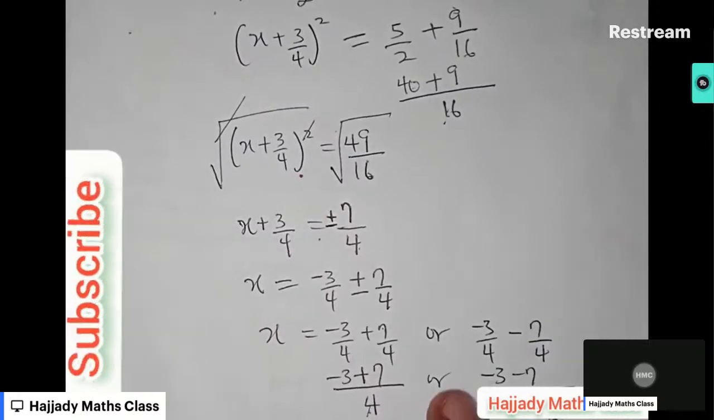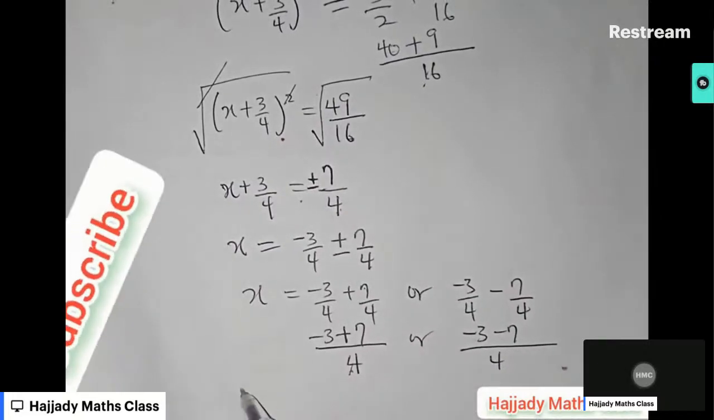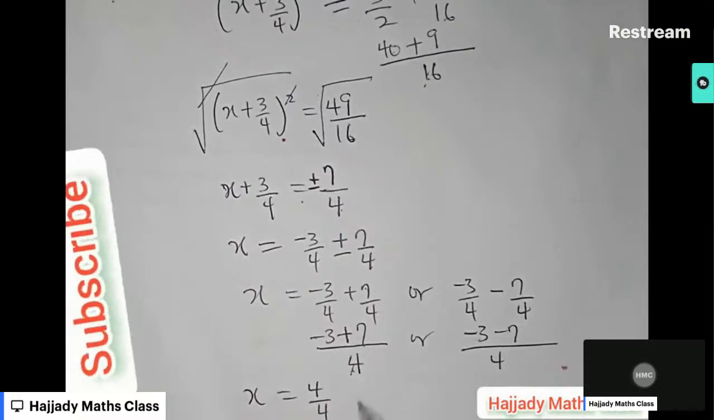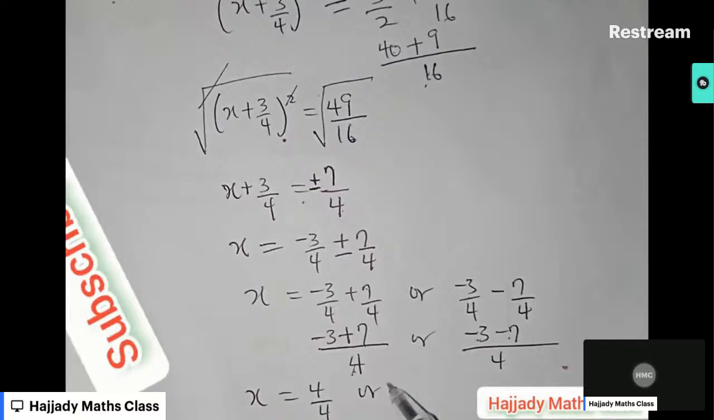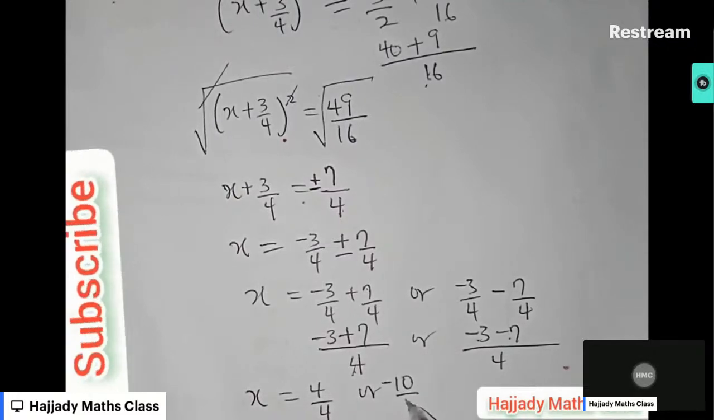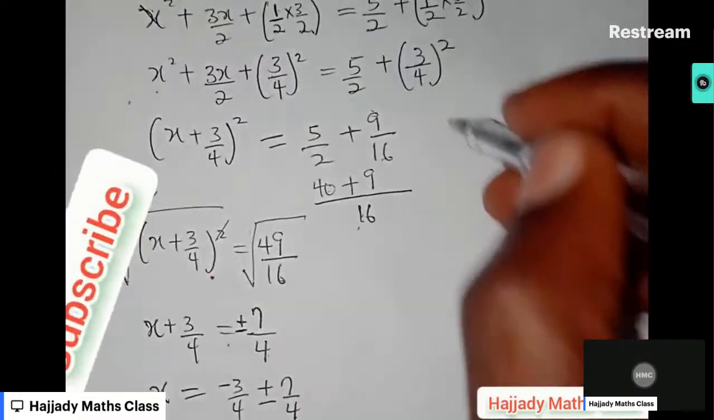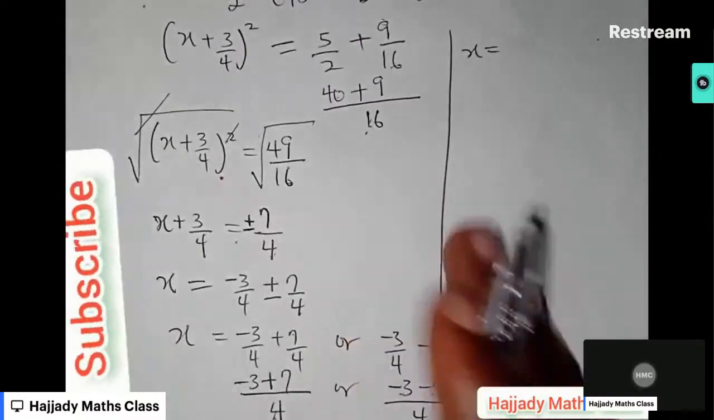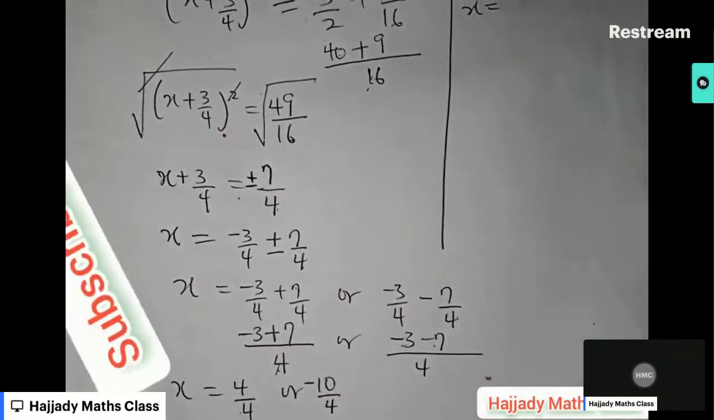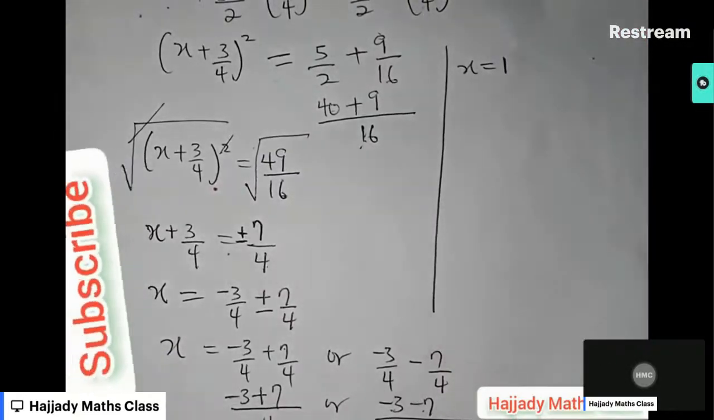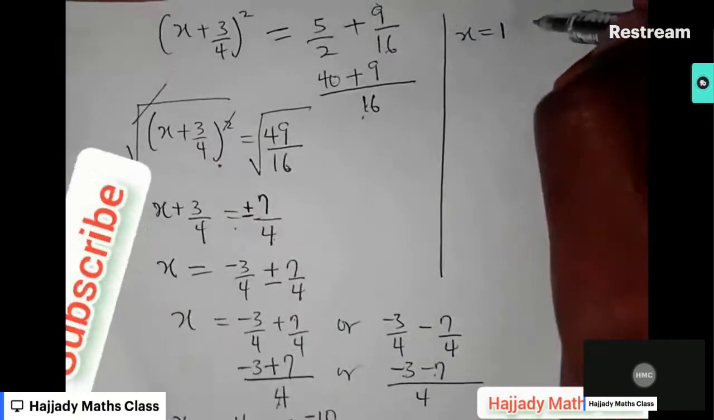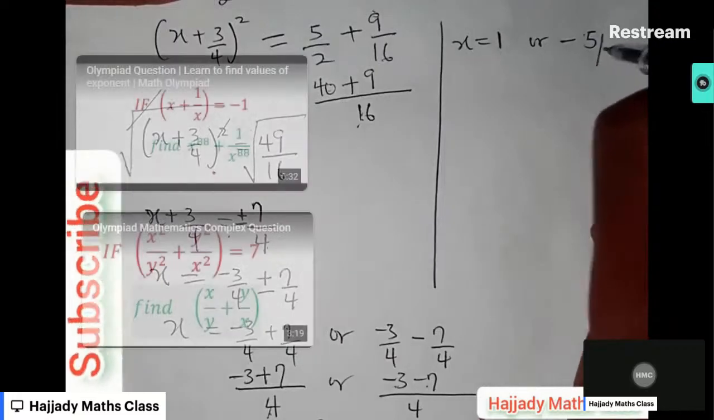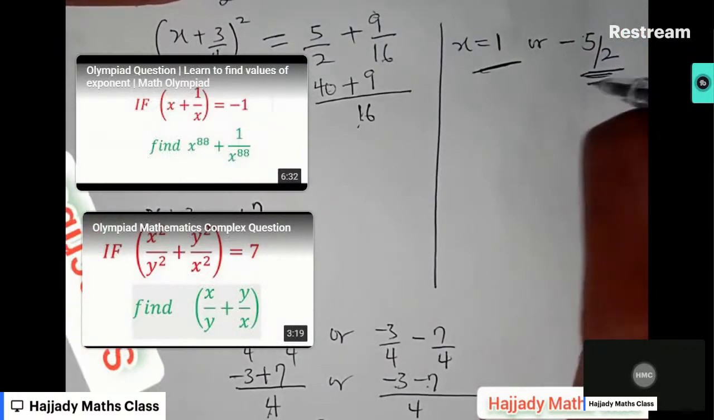So the next line, we have that the value for x is minus 3 plus 7, which is 4 all over 4, or minus 3 minus 7, which is minus 10 all over 4. So lastly, we have that our x will be 4 all over 4 gives 1, while minus 10 all over 4 gives minus 5 all over 2. So we have these two as our answer.